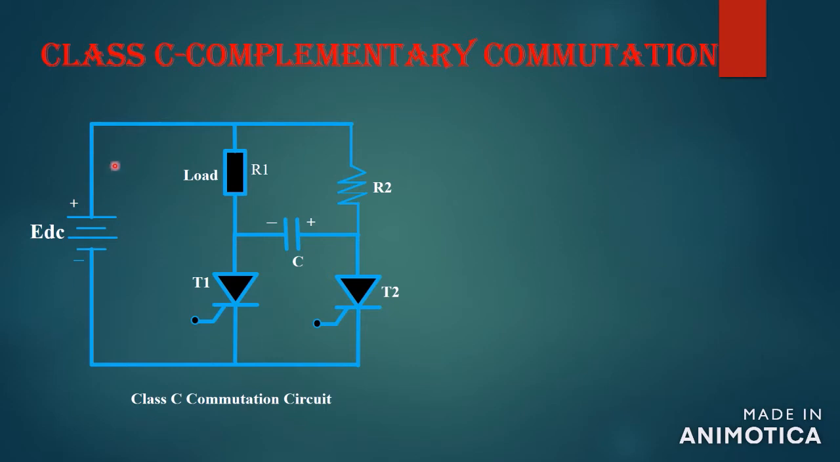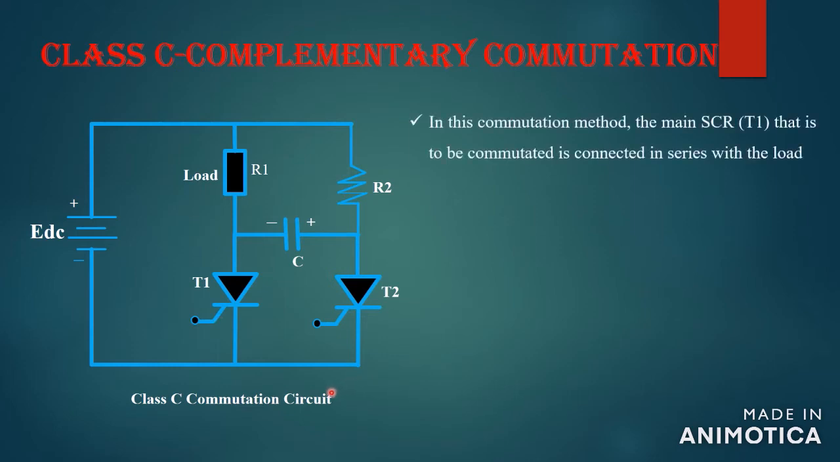Now we'll discuss the class C type of commutation. This class C is also called complementary commutation. This is the main circuit diagram used for the class C commutation. It consists of two thyristors T1 and T2. T1 is the main thyristor. This thyristor is commutated with the help of thyristor T2. T2 is defined as a complementary or additional thyristor.